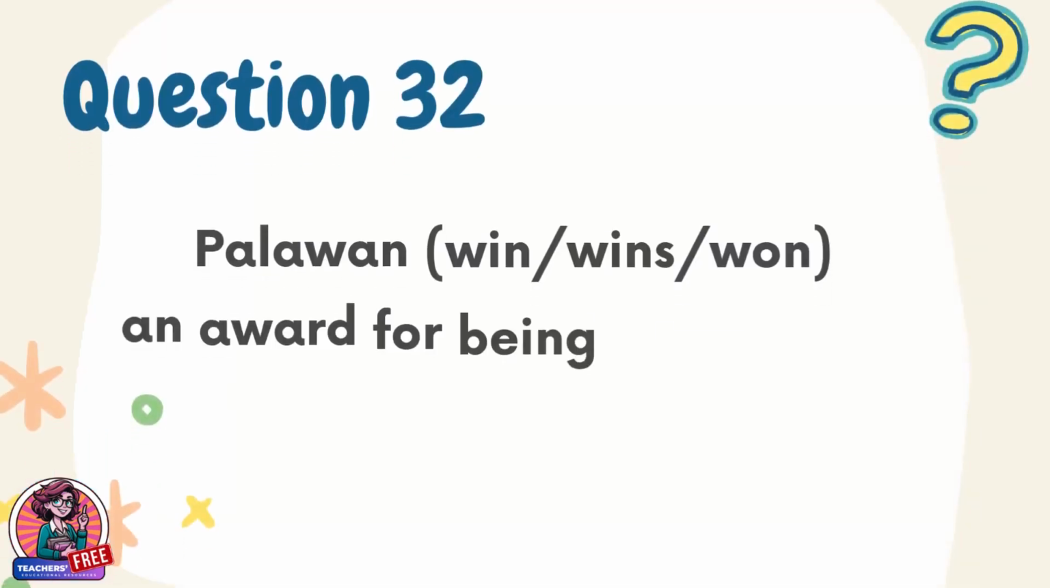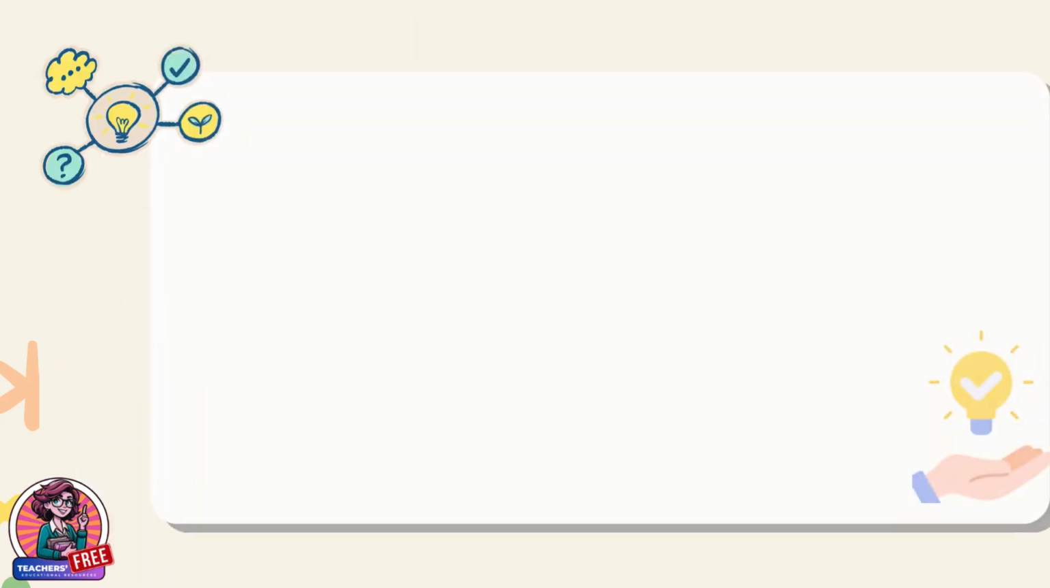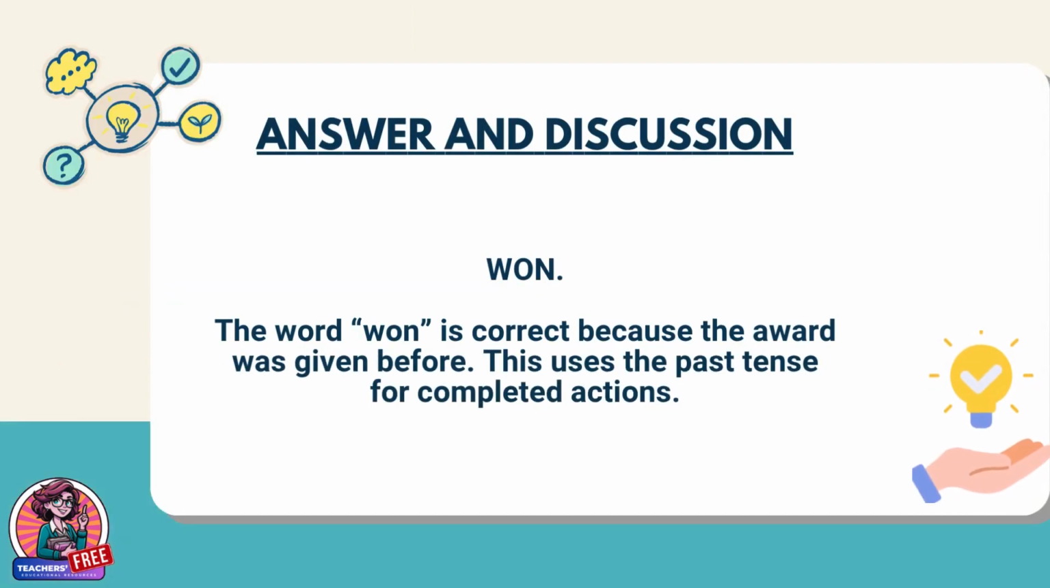Question 32. Palawan win, wins, won an award for being a top island. Which is correct? Answer: won. The word won is correct because the award was given before. This uses the past tense for completed actions.